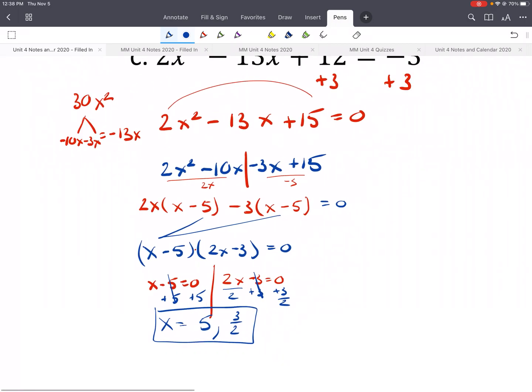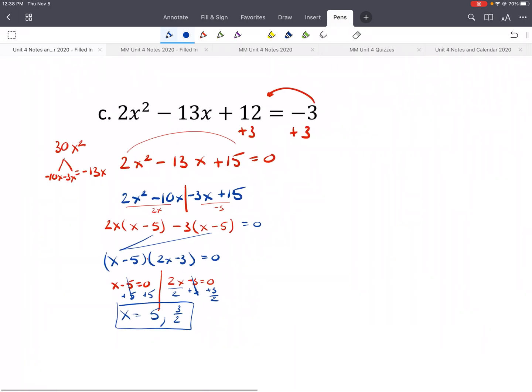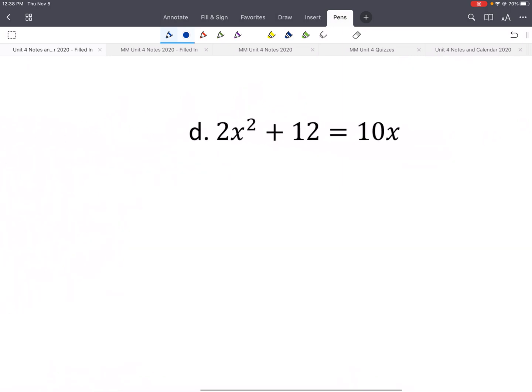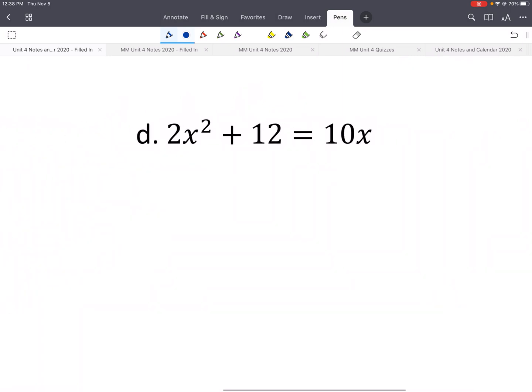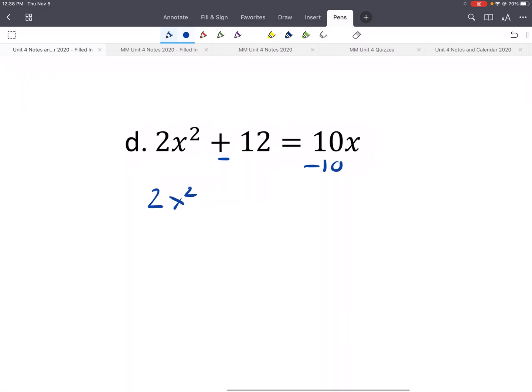Okay. Again, you could use the quadratic formula for that. And I don't know, maybe you feel like that would be a better choice. Okay. All right, D. Again, we need to make sure everything's on one side. So we already have a 2x squared. We're going to subtract 10x from both sides. So minus 10x plus 12 equals 0.